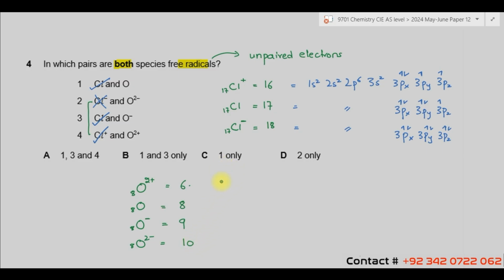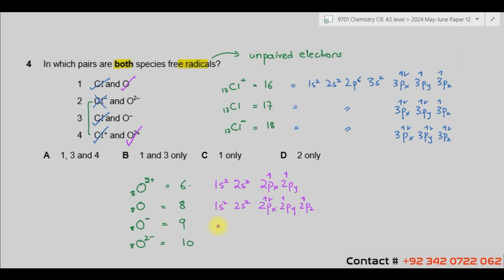Let's do the electronic configuration. So 1s2, 2s2, 2p2. So we have unpaired electrons for O2 positive. Second one is 1s2, 2s2, 2p4. 1, 2, 3, 4. There are 2 unpaired electrons, so this one is also correct.